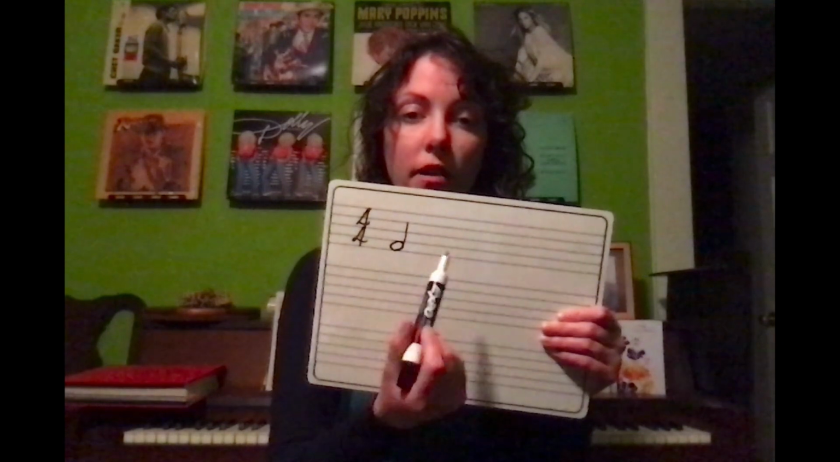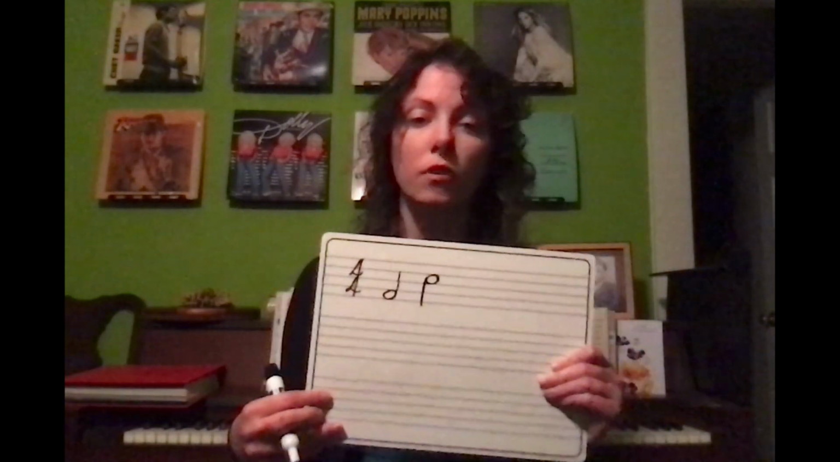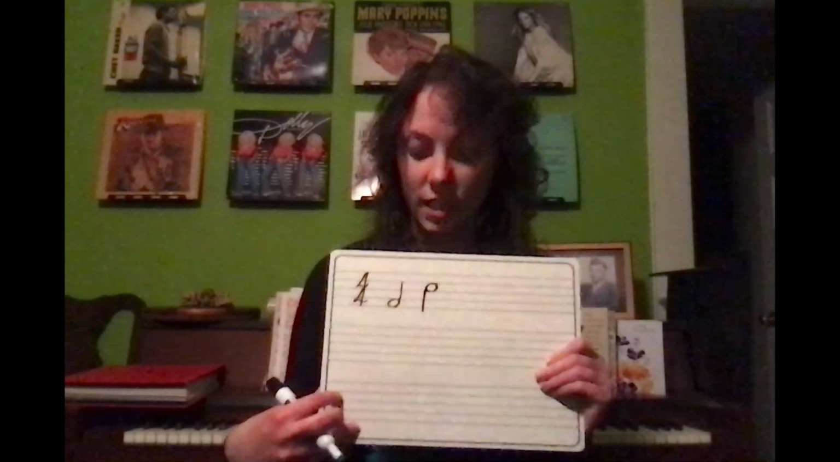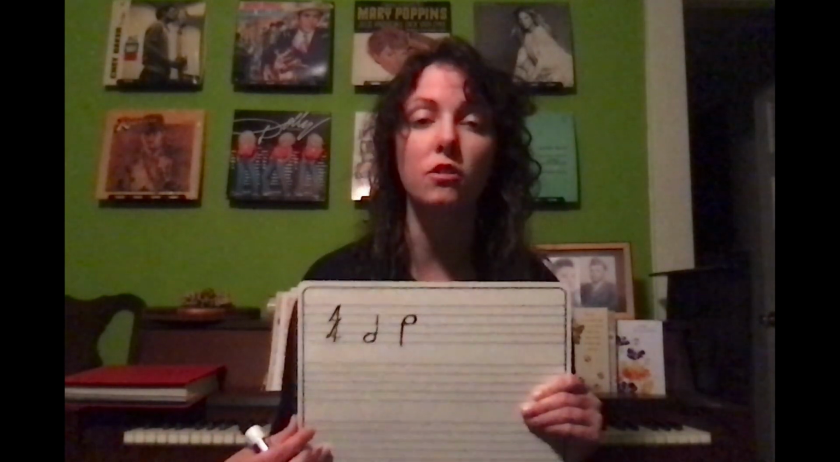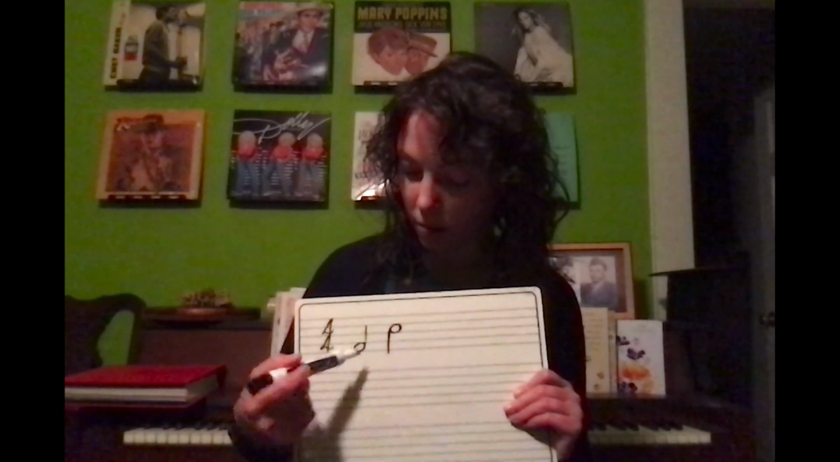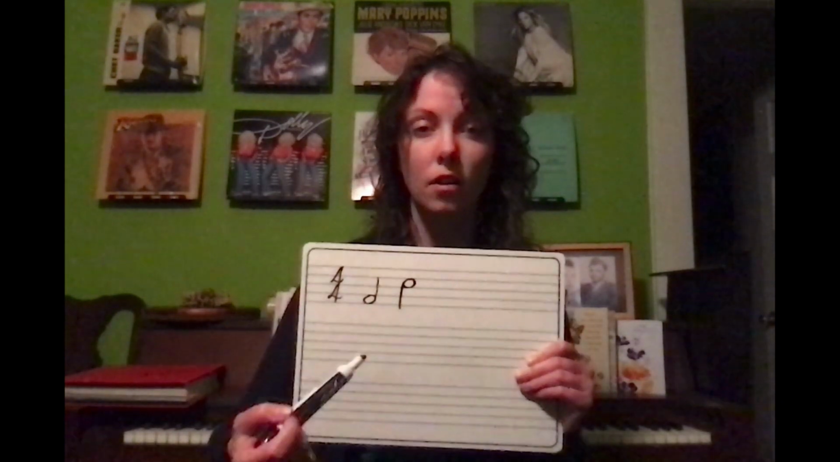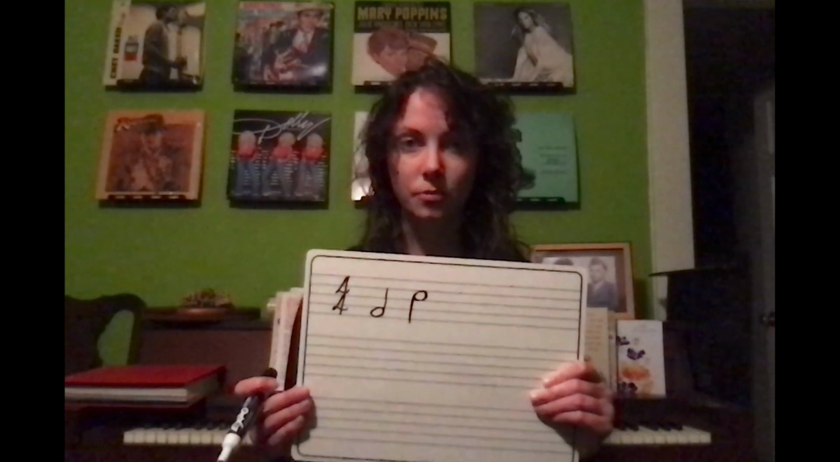Now there's another way to show half notes, and it all depends on where it's located in the staff. If it is above halfway up the staff, then I'm going to put my stem facing down. Stem facing down, it's going to be on the left side. So whenever it's down towards the bottom, stem goes up on the right. Whenever it's up towards the top, stem goes down on the left. And this is our half note.